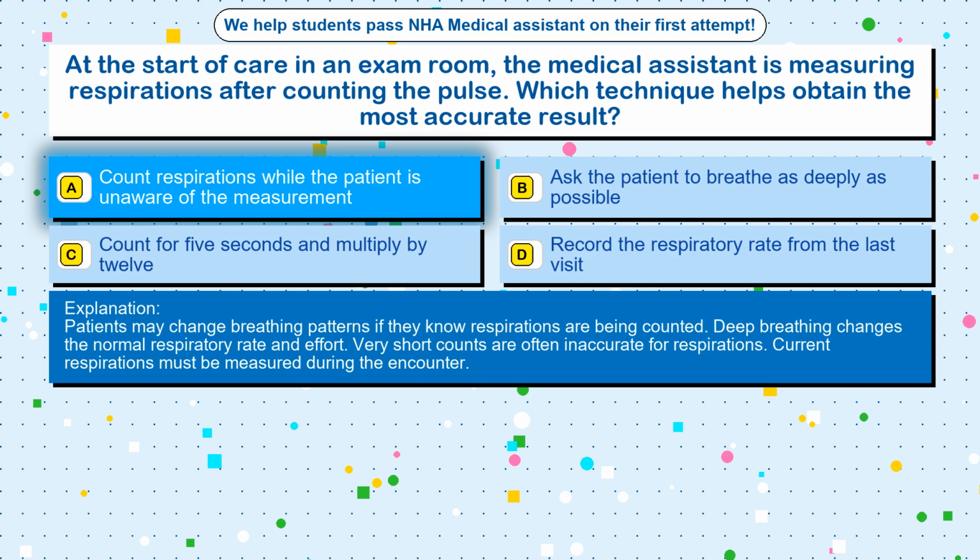Patients may change breathing patterns if they know respirations are being counted. Deep breathing changes the normal respiratory rate and effort. Very short counts are often inaccurate for respirations. Current respirations must be measured during the encounter.